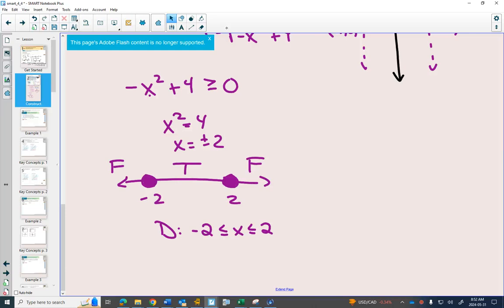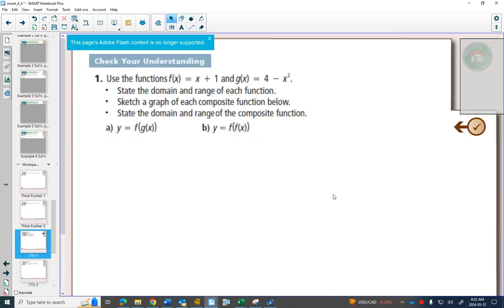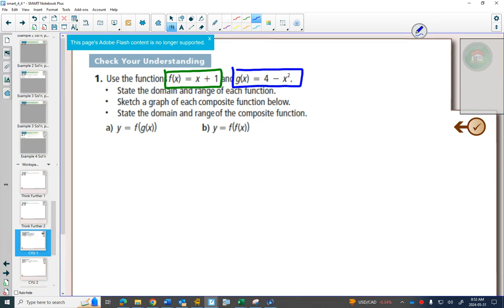But they're not always with square roots. Sometimes they're easier, like example 1. No square roots. This usually means your life is easy. So again, I'm going to color code f of x in green, g of x in blue. State the domain and range of each function. Sketch the graph of the composite function below, and then state the domain and range of the composite function.